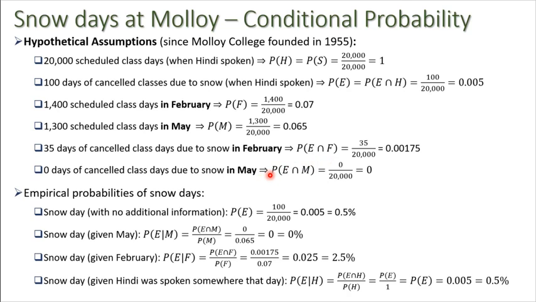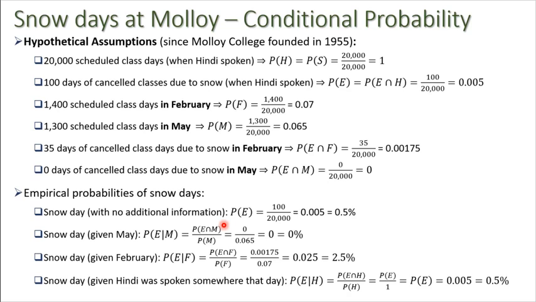And similarly, we would have the probability of E intersect M, which is going to be the canceled days in May. The probability of having a canceled day in May is just going to be 0 over 20,000. So from the definition before, which again is our general definition of conditional probability, we see we get the same results. The probability of the snow day is P of E. It's going to be 100 over 20,000, or 0.5%, right? That's just from here. The probability of E given M, right, we said is going to be the probability of E intersect M.